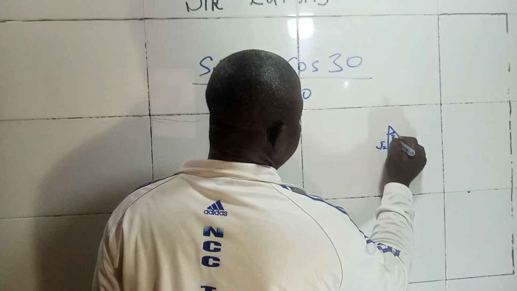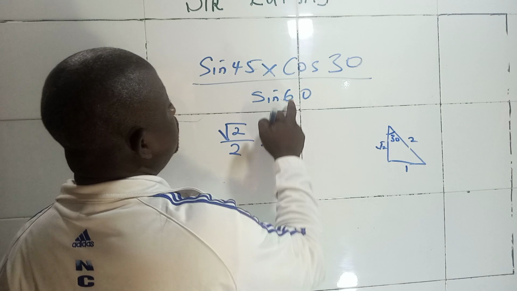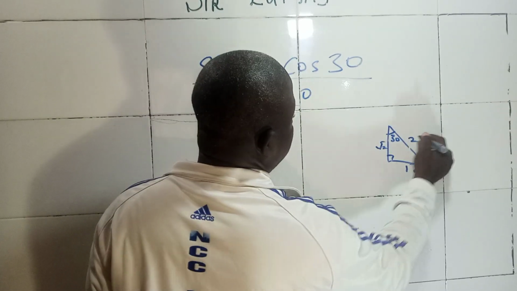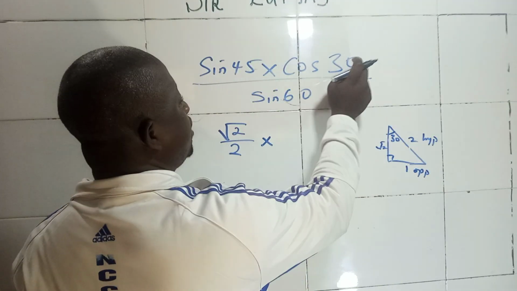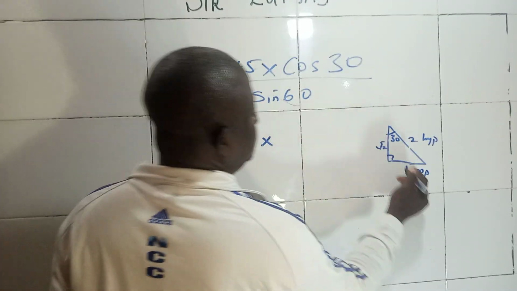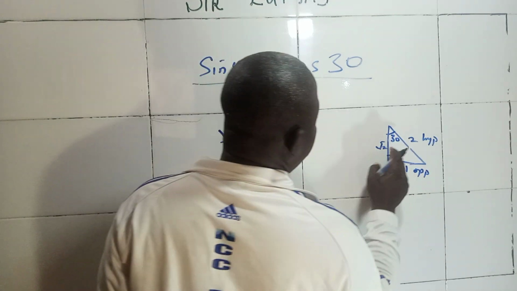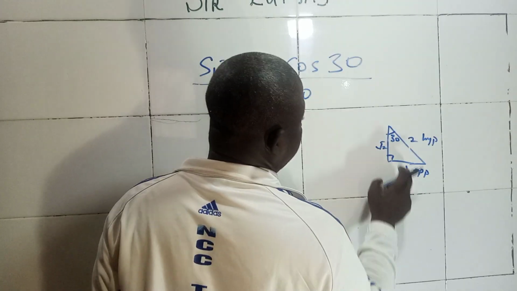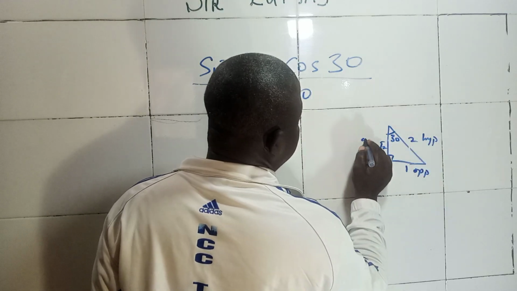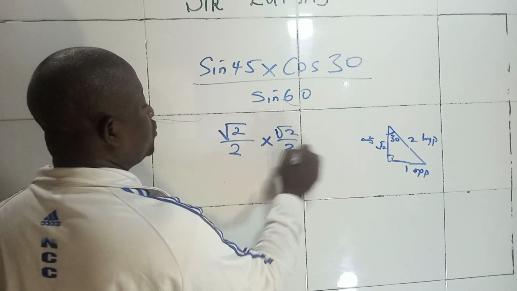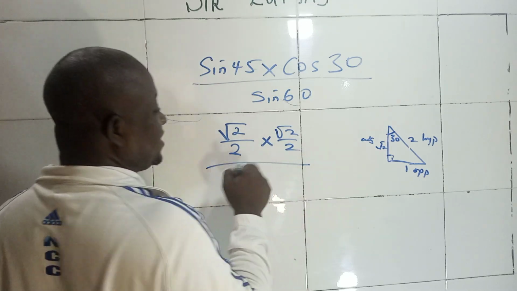So if it is 30, we put angle 30. I'm looking for cos 30. Cos 30, this is opposite, then this is hypotenuse. So it's the angle that you are looking for. If it is cos 60, this one will be 60, not 30. So cos 30 now is adjacent all over hypotenuse. So that's root 3 all over 2. Then all over sine 60.